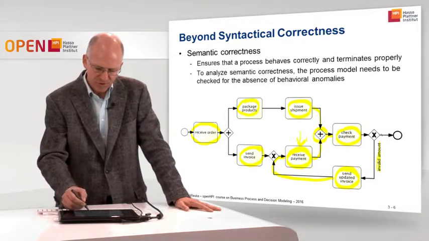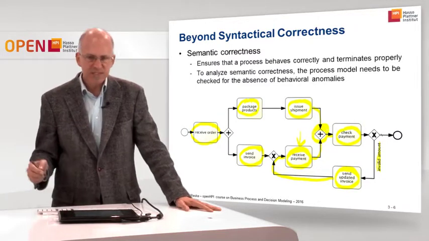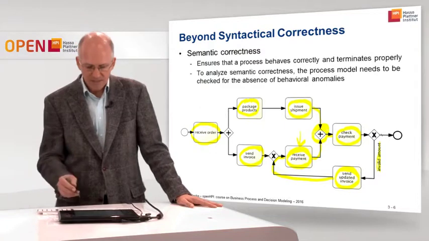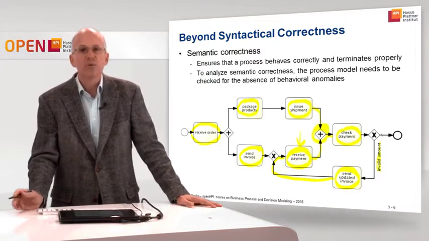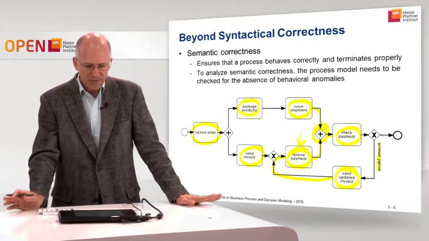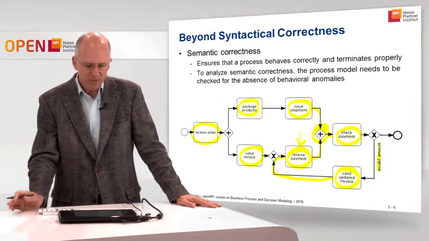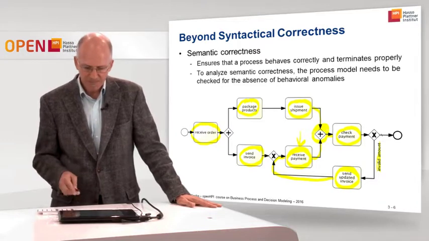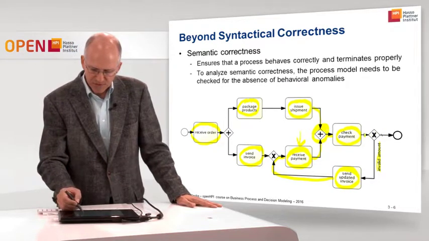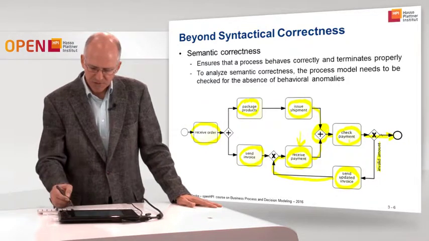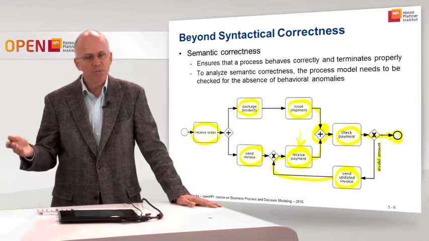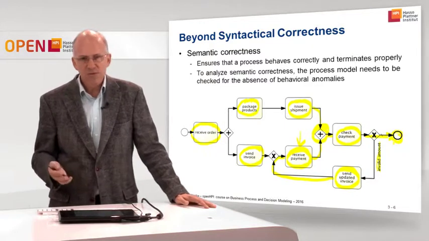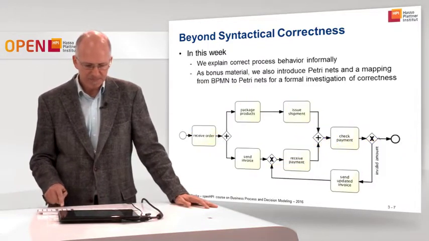Actually, this AND join here waits for both incoming edges to be signaled, and in this case only one incoming edge is signaled, namely the one from the receive payment activity. Therefore the process gets stuck. So it's a perfectly correct process model from a syntactic point of view, but it has this semantic flaw, that it might get stuck. If the other branch would be chosen after the first check payment activity, then the process would terminate properly. But there are cases in which the process does not complete properly, and this is a semantic incorrectness that we should be able to detect.